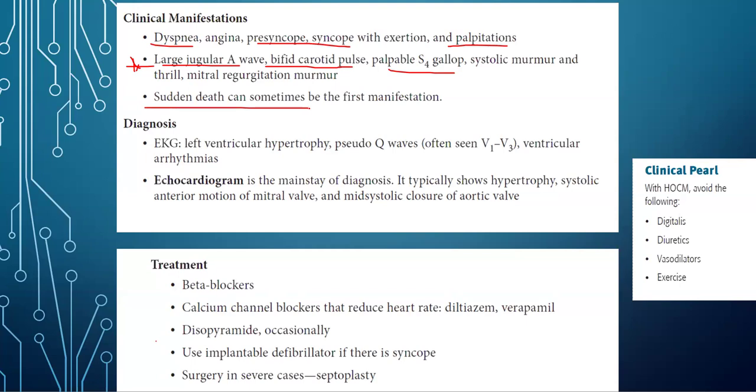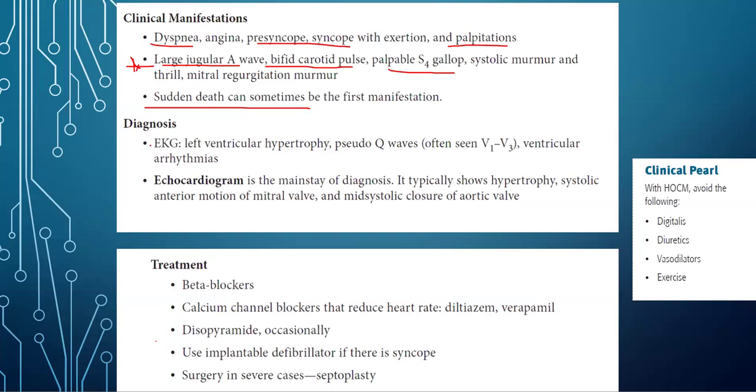Sometimes in the family, sudden cardiac death can be a presentation. Many times we see that a young patient suddenly gets a blackout or sudden loss of consciousness, which is syncope. And there is a family history of sudden cardiac death. So if a young patient comes to you with a syncopal attack, especially sudden syncope, and there is a family history of sudden cardiac death, then definitely we will consider the possibility of HOCM.